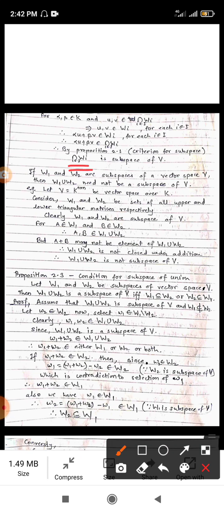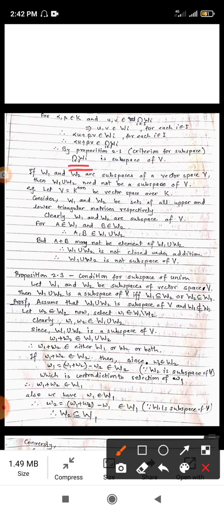of the vector space V. So remember that if we are given an arbitrary number of subspaces, then their intersection is again a subspace if the intersection is non-empty. Now let us check whether the union forms a subspace or not.